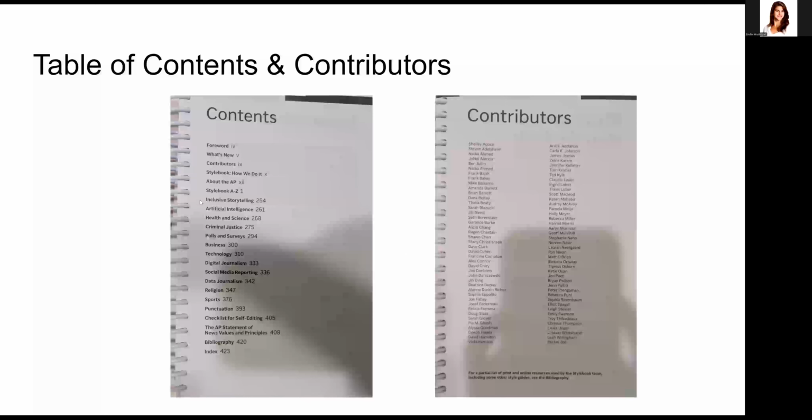So here's a picture, table of contents and contributors. You can see the contents. They even give you the foreword right here and what's new, contributors, style book, etc., all the way down to the index at the end. And again, the index is that spot where you can look alphabetically for specific terms and they'll give you the page numbers where you can find it. And of course, over here is a copy of the contributors, the people who helped develop the book who were not part of the official editing team.